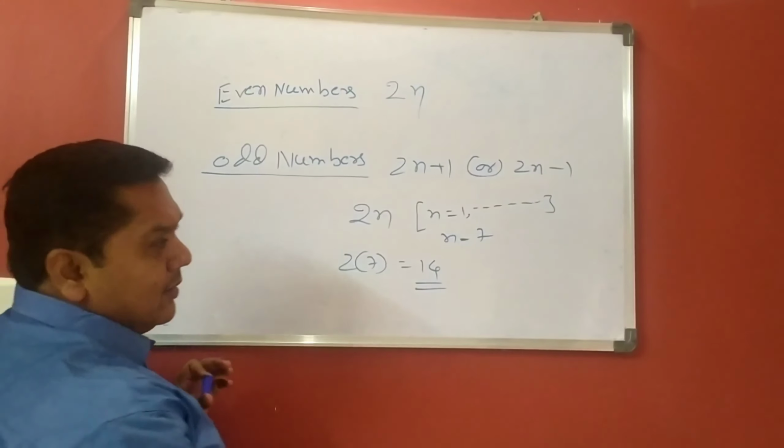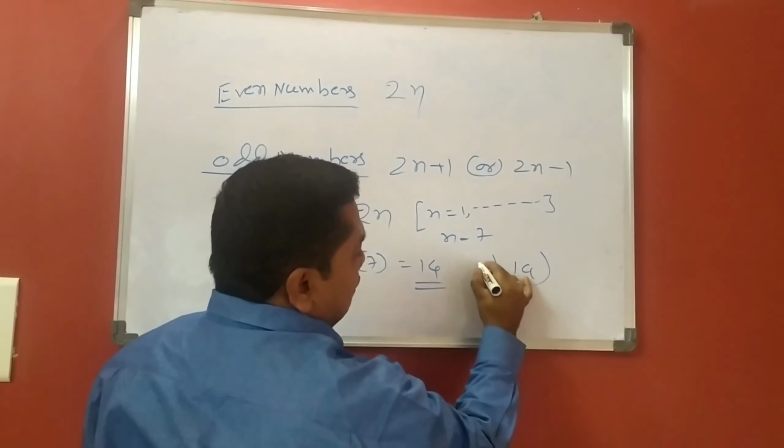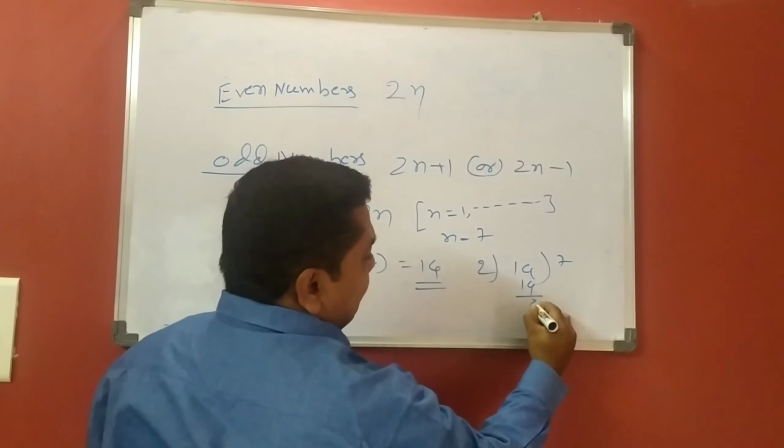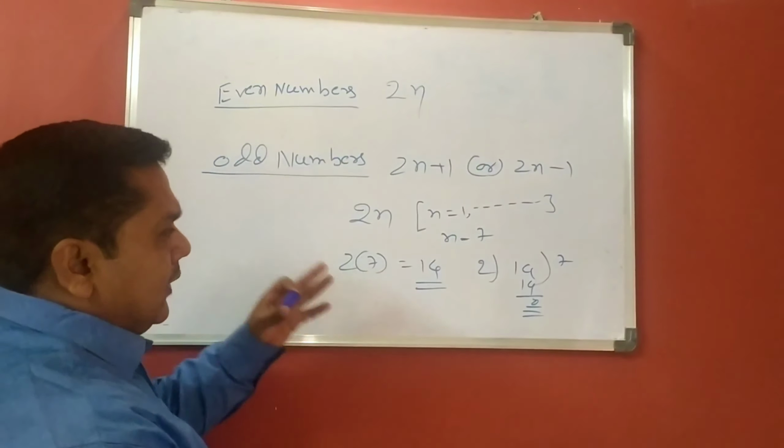14 is an even number, right? 14 is divisible by 2. 2 7s are 14, we are getting remainder 0. So that is called an even number.